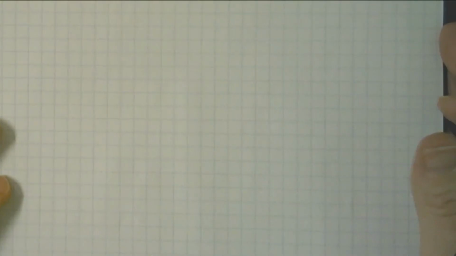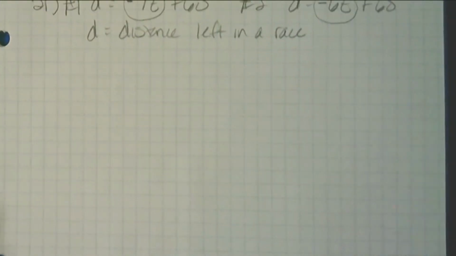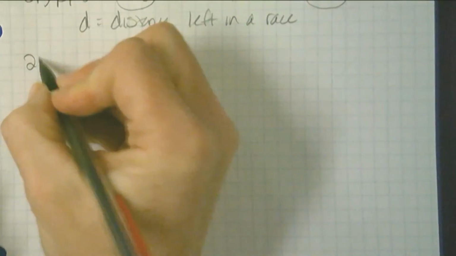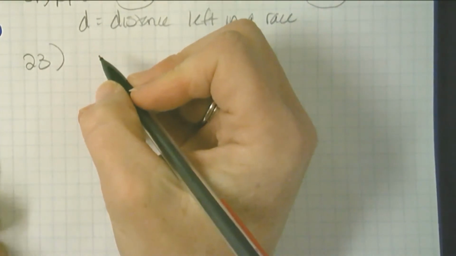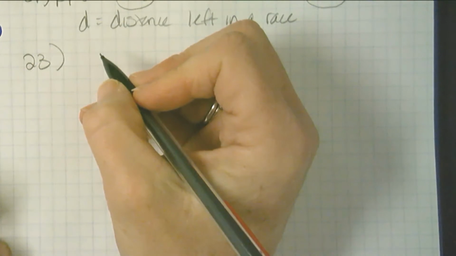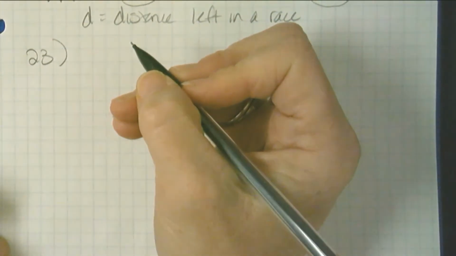Okay, so that was 21. All right, if we take a look at 23. Who asked me for 23? Okay, so for 23, the directions were, tell whether the equation represents a direct variation. If so, identify the constant of variation.